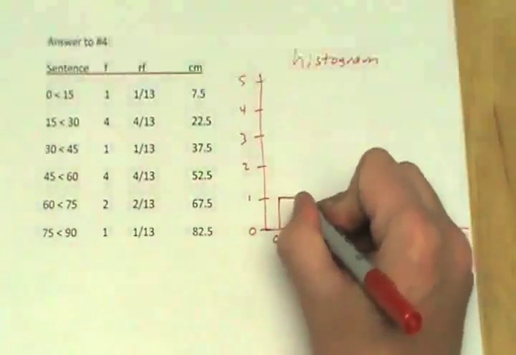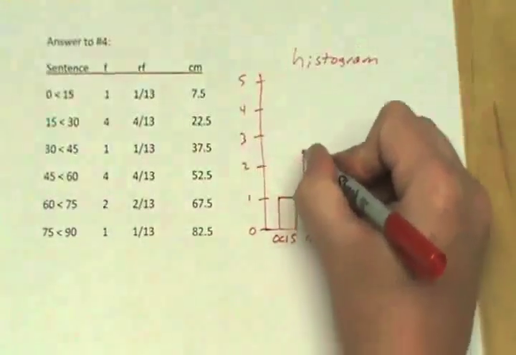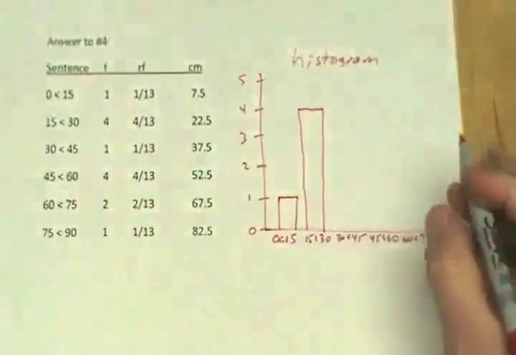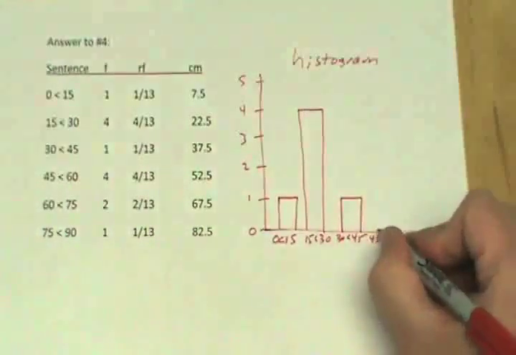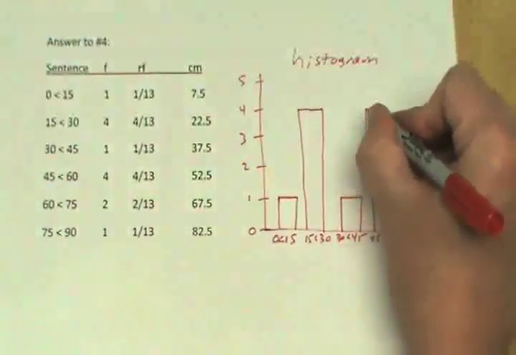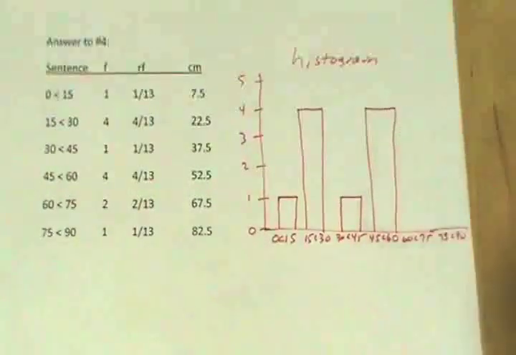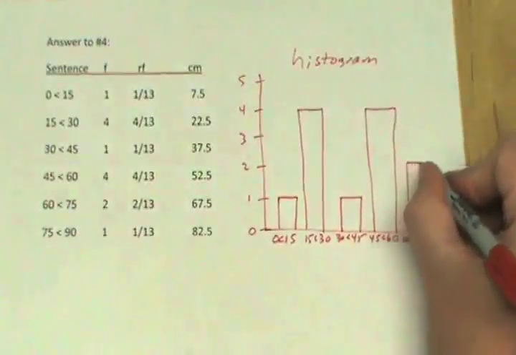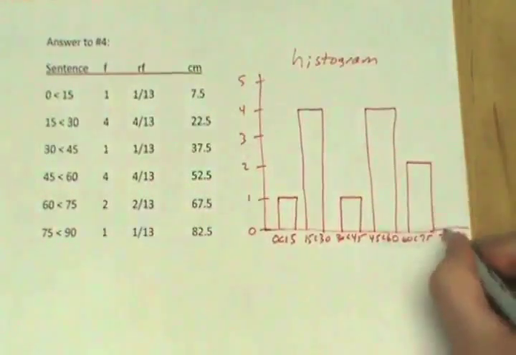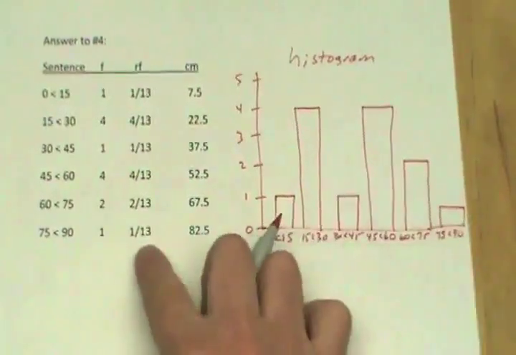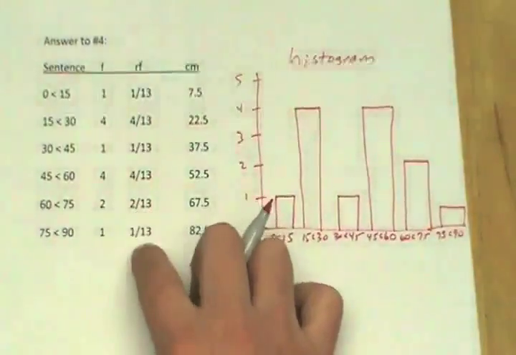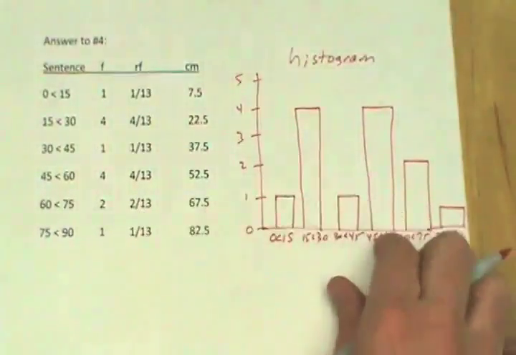height of 1. This is a height of 4. This is a height of 1. This one's a height of 4. This is a height of 2. And this is a height of 1. Okay, so that would be your histogram to represent that group data table. So you need the group data table first, and then you can create the histogram.